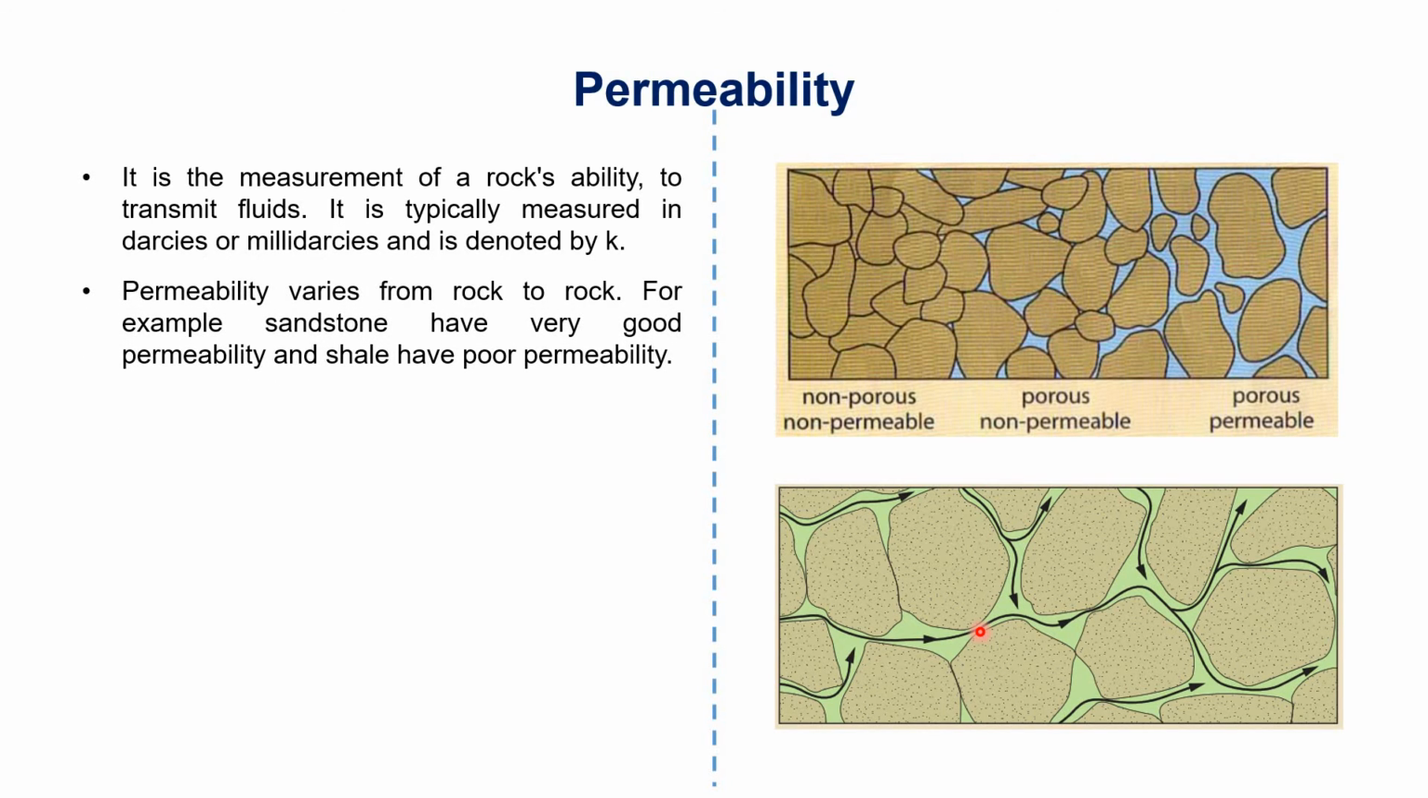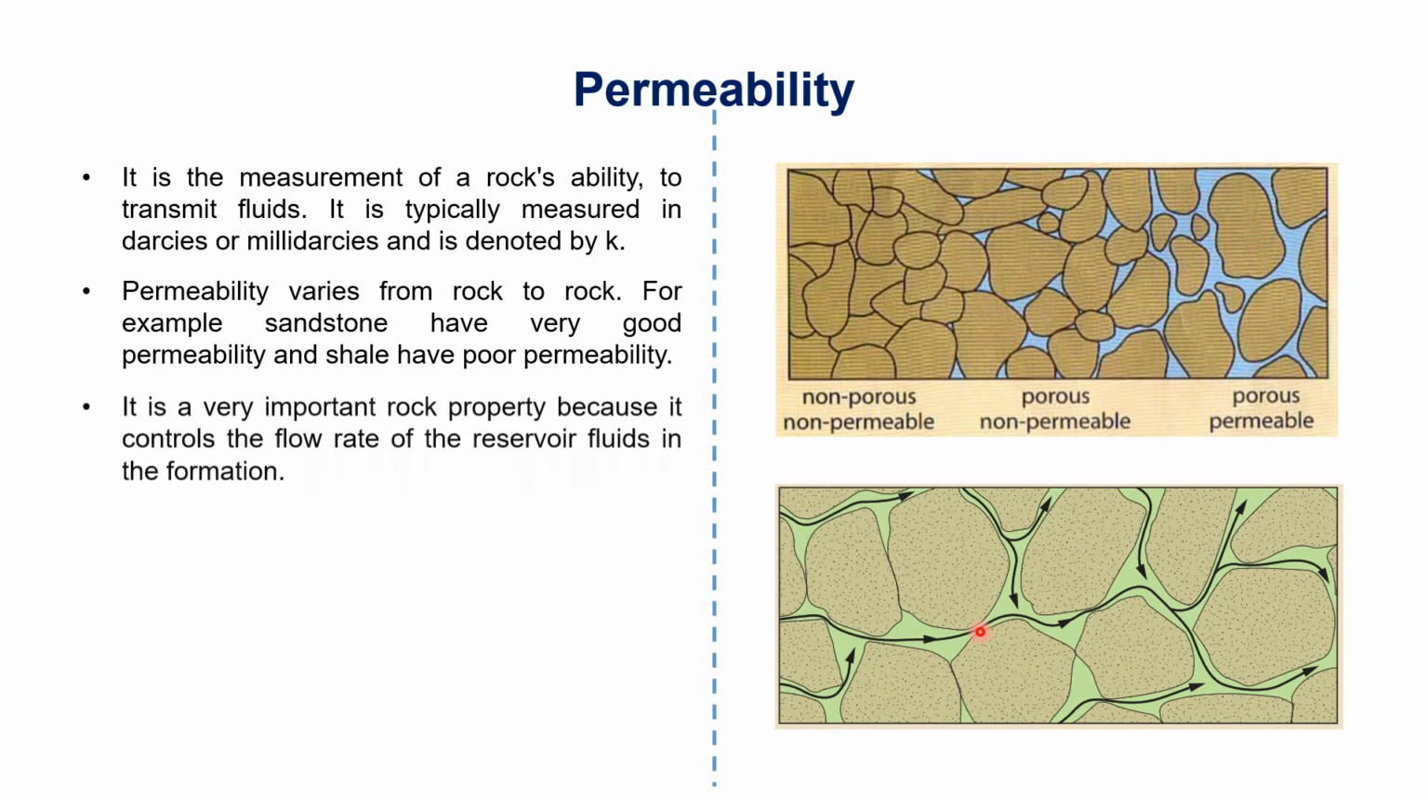Next point is permeability varies from rock to rock. For example, sandstone has very good permeability and shale has less permeability. That is the reason that sandstone is a good reservoir rock and shale acts as a source rock. It is a very important rock property because it controls the flow rate of the reservoir fluids in the formation. So we can say that the application of permeability is in the calculation of the flow rate from the reservoir to the well.